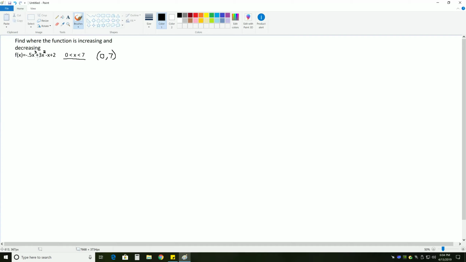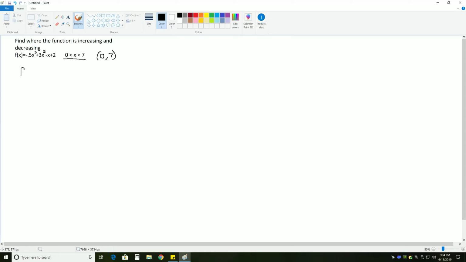So when you're dealing with a problem of finding where a function is increasing and decreasing, the first thing that you have to do is find your derivative. Your derivative tells you where you're increasing and decreasing based on where it is positive and negative respectively.